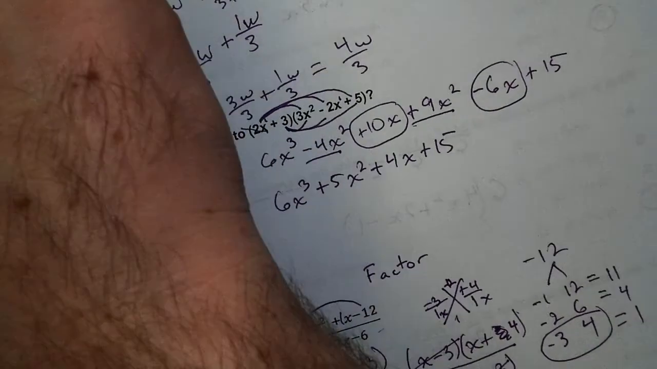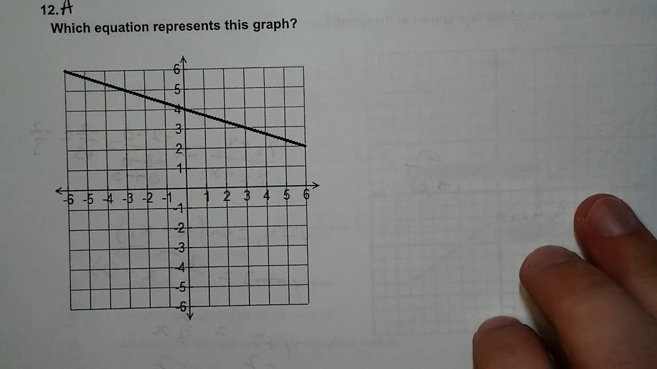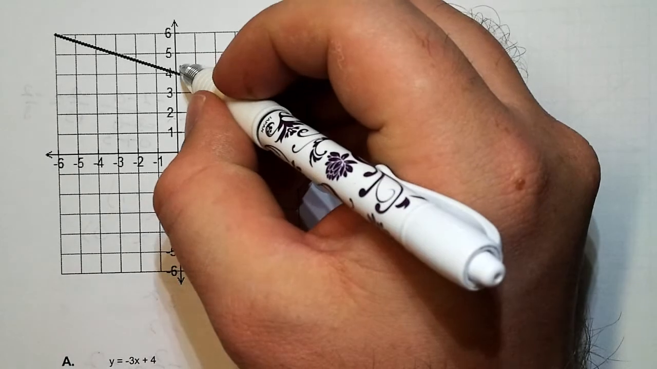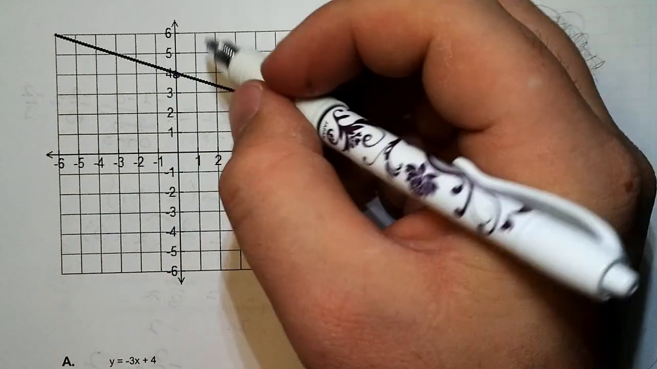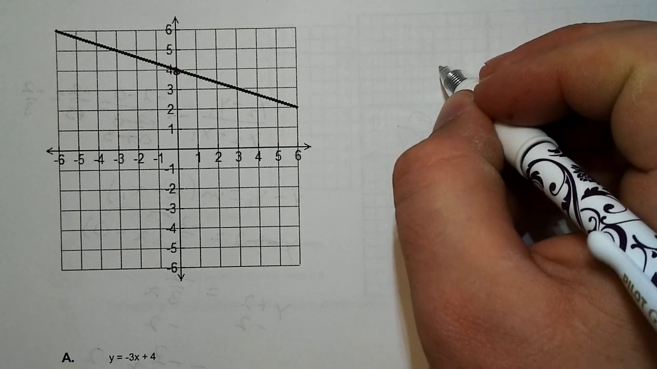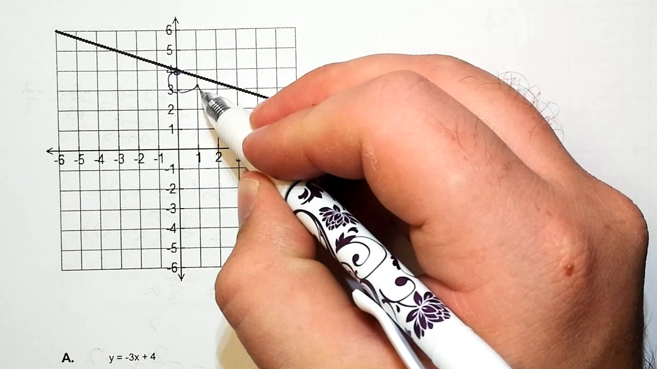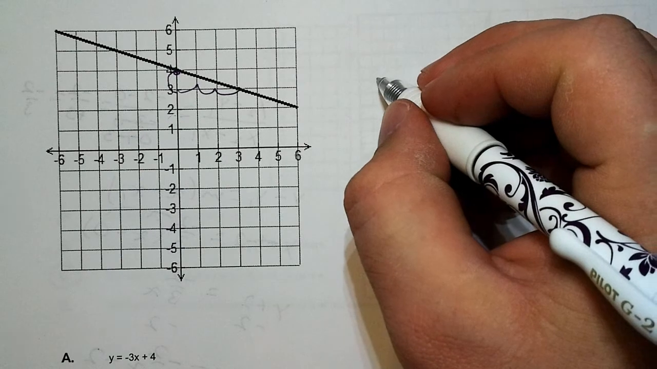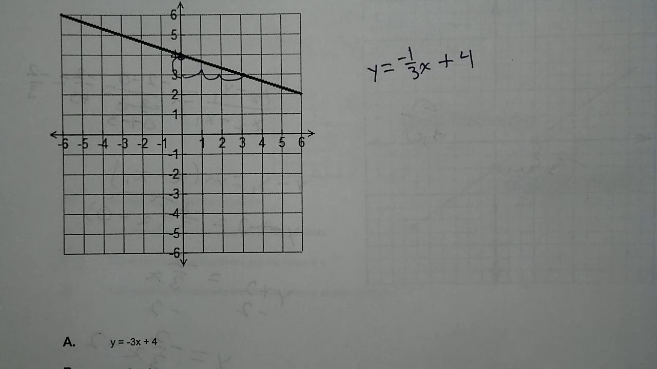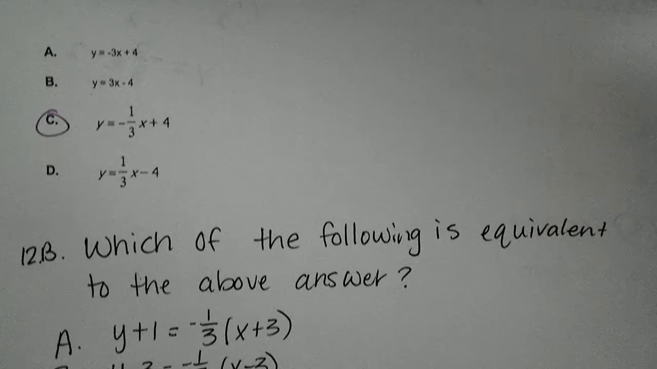Alright. The reason I did that is because the very last problem is very similar. Which equation represents the graph? So let's use a point right here and get our slope. So the point is at 0, 4, which means our intercept's at positive 4. The slope, it goes down 1 over 1, 2, 3. So it's y equals negative 1/3 x plus 4, which matches up with C. So you've seen me work them both ways.